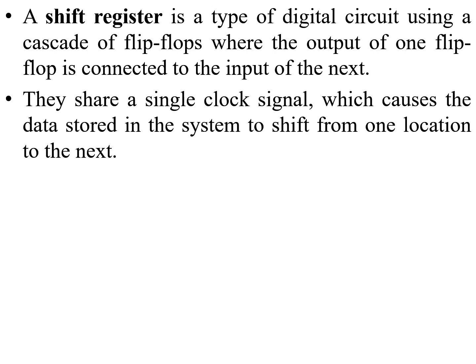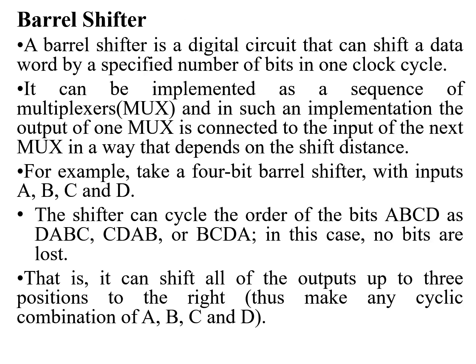Barrel shifter. A barrel shifter is a digital circuit that can shift a data word by a specified number of bits in one clock cycle. It can be implemented as a sequence of multiplexers, and in such an implementation, the output of one multiplexer is connected to the input of the next multiplexer in a way that depends on the shift distance.